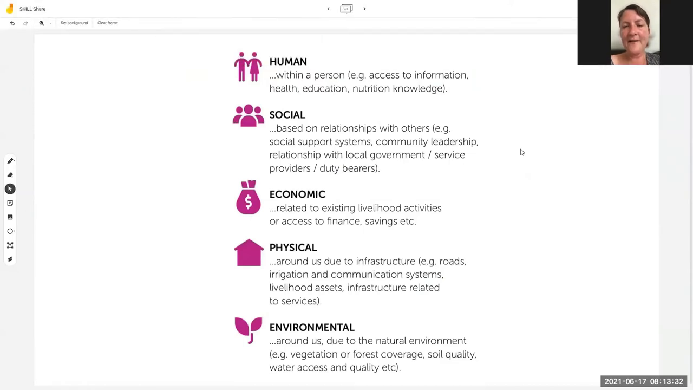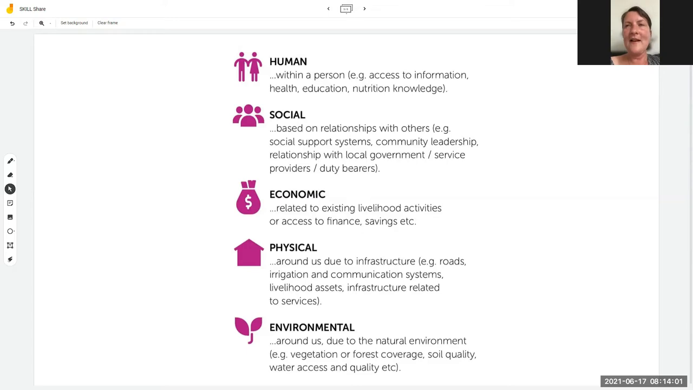So we identify the first step for building resilience is to identify the shock or stress. So we're going to be thinking about what shock or stress we are facing. Once we know the shock or stress, we can start thinking about what is our personal resilience to that shock or stress. And that will be dependent on five different types of resilience. The first type of resilience is a resilience inside of you. This is your human resilience.